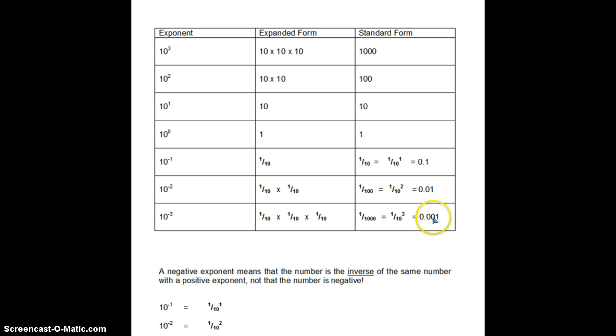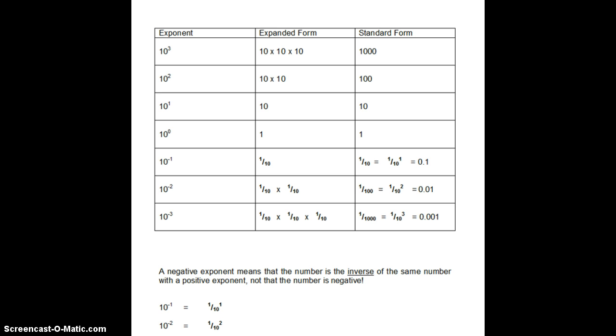So that's a quick way. If you have a decimal, you can just count how many decimal places there are, 1, 2, 3, and that gives you the exponent. So it's 10 to the minus 3, with the base being 10, of course. These are all base 10 numbers that we're talking about.